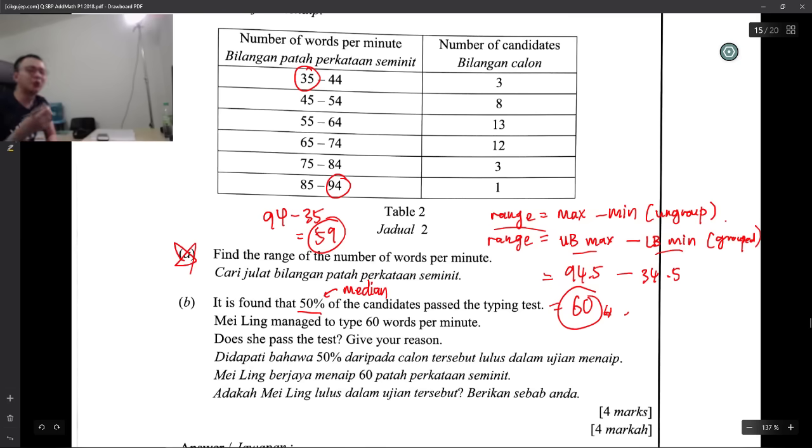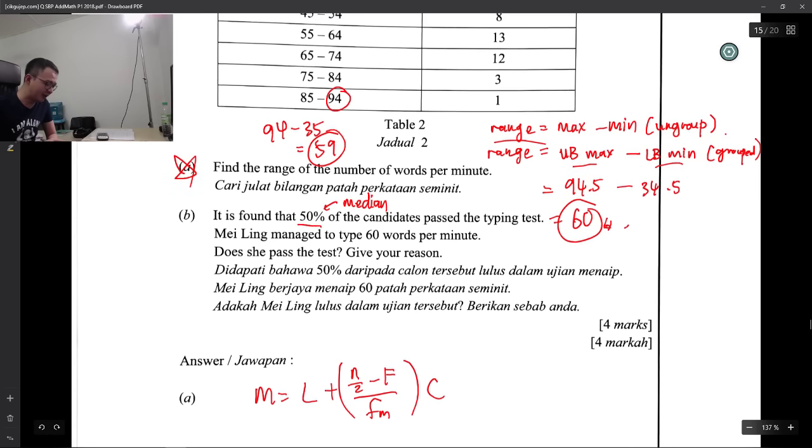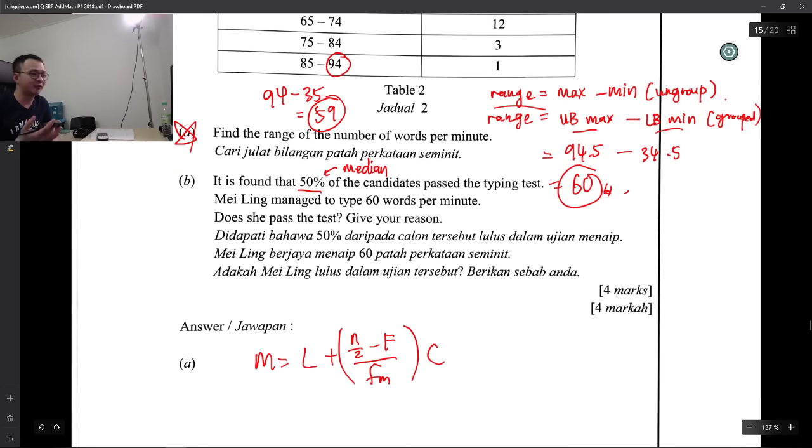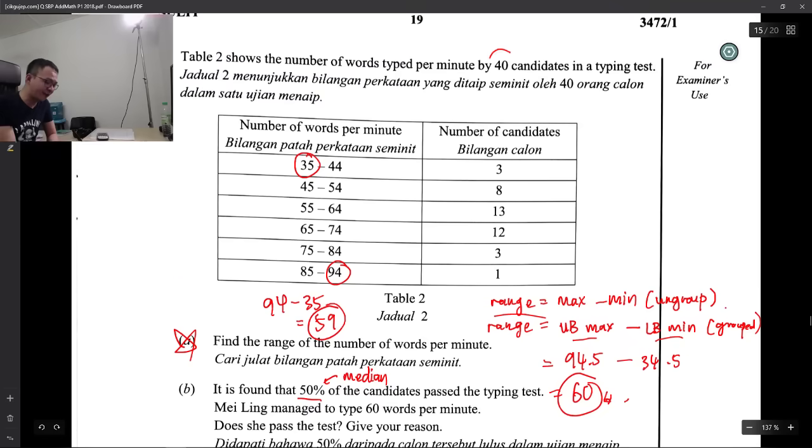So in order to do the median, we have the median formula, right? M equals L plus (N over 2 minus F) over Fm, multiplied by C. But in order to do the median, we need to know which one is the median class. So over here we have 40 candidates, so I will just do (n plus 1) divided by 2 th. It's basically giving me 20.5th. So I want to know where is my 20.5.